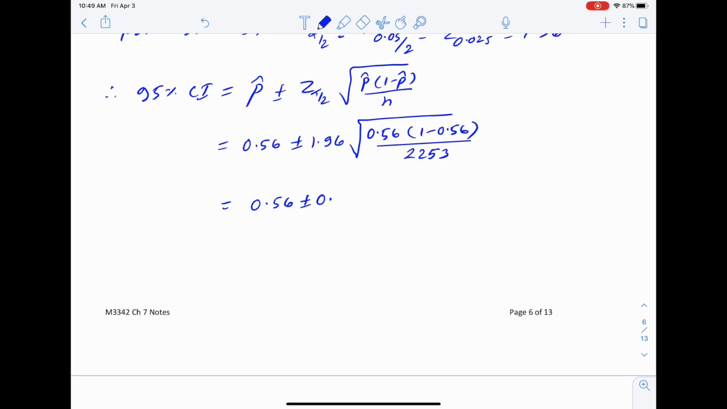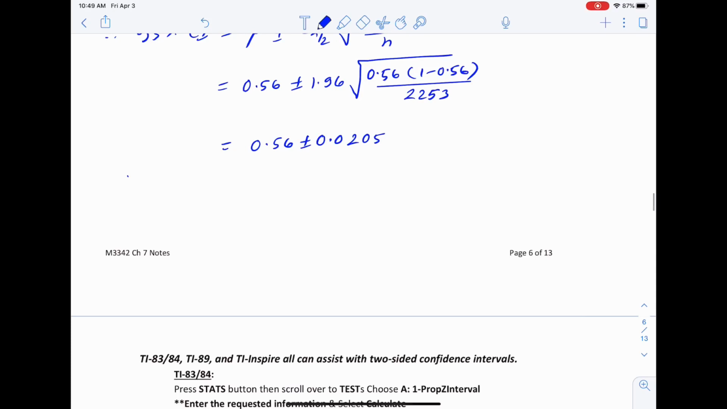So solving this, you'll get plus minus 0.0205. So therefore the 95% confidence interval is between 0.5395 to 0.5805.